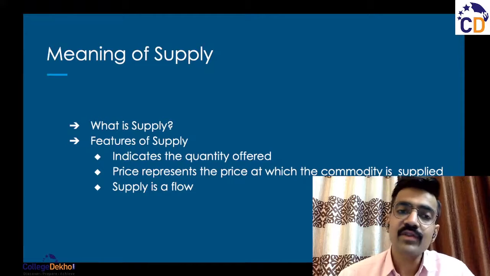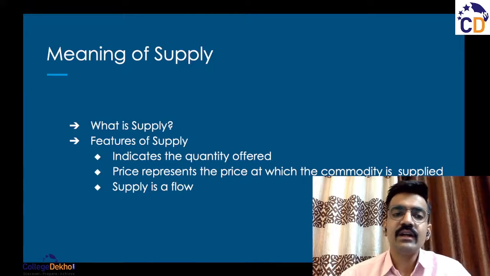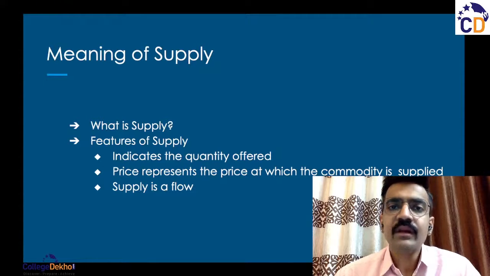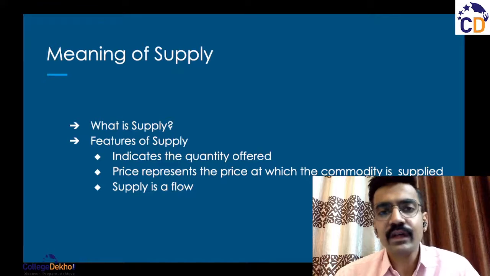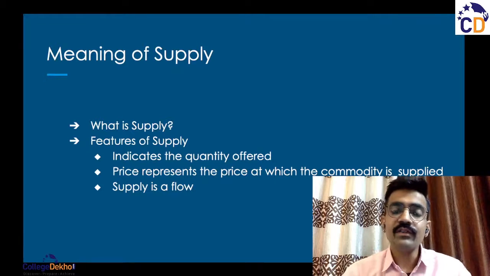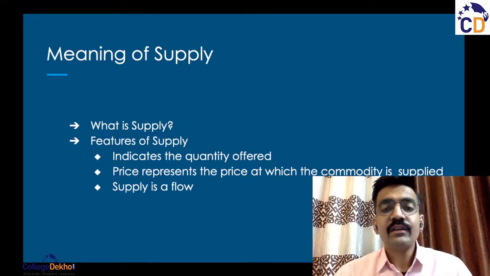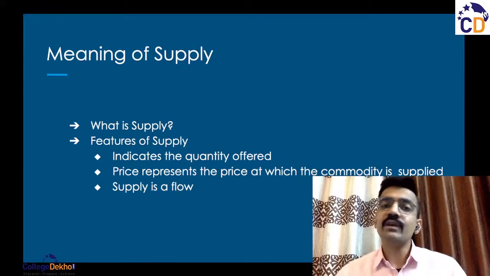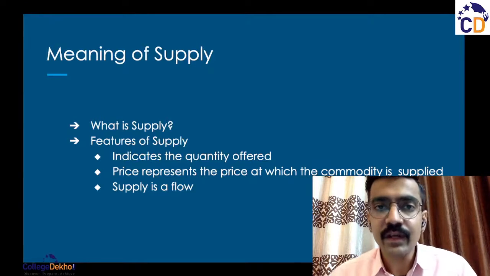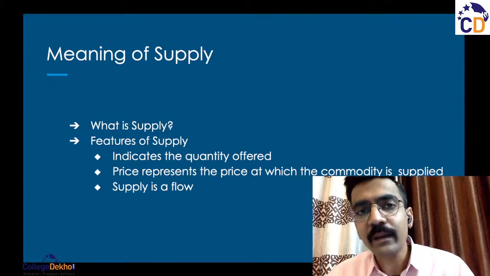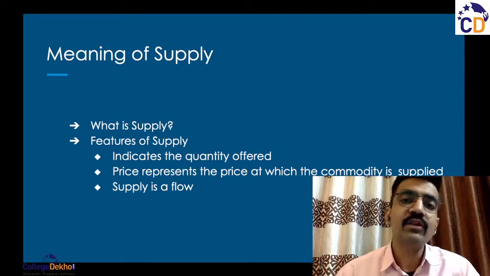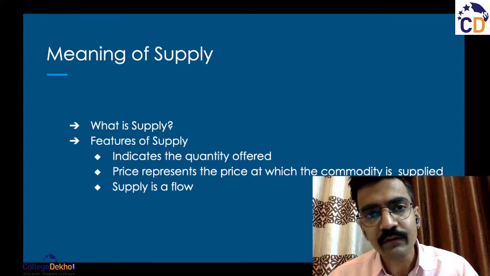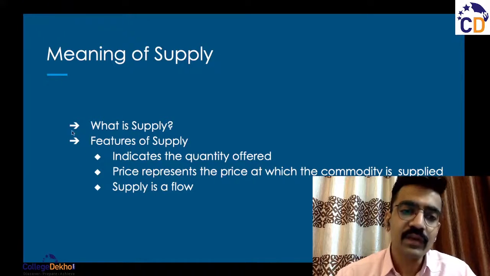All right. What was demand? Demand is the quantity of a commodity that a consumer is willing to buy at a certain price at a certain period of time. All right. Now, in the same way, what is supply? Supply is the quantity of a commodity that the producers are willing to sell at a certain price and at a certain period of time. All right. So demand is from the consumer perspective, and supply, on the other hand, is from the producer's perspective. So this was what supply means.